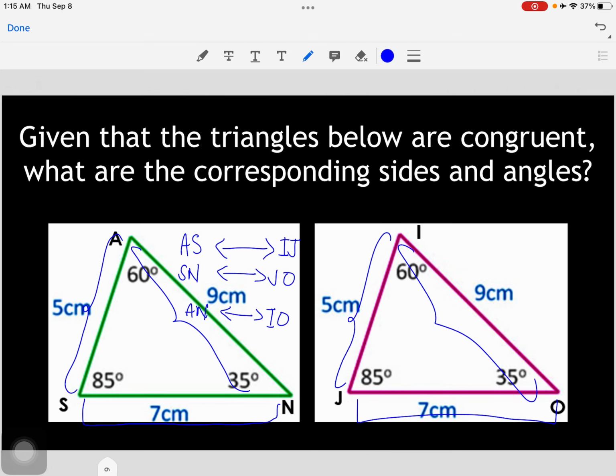Angle A has the same measurement as angle I. So we can say that angle A corresponds to angle I. Angle S and angle J both measure 85 degrees. So we can say that angle S corresponds to angle J, and the last one is angle N corresponds to angle O because they both measure 35 degrees.